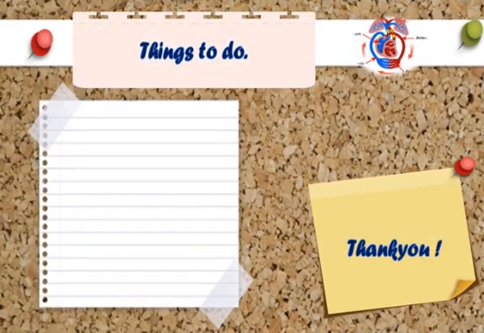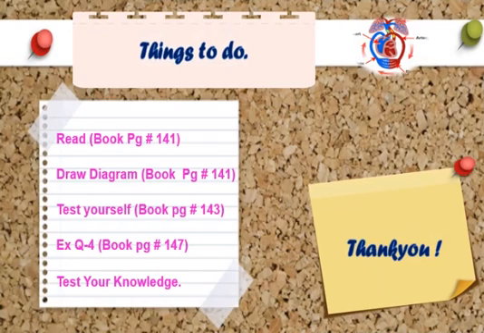So it's time to remember the things to do. Number 1, read your book, page 141, that is the double circulatory system, blood circulation, and then draw the diagram from page 141 in your notebook, and please make it a color diagram. Then do the test yourself, book page 143, all the questions in your notebook, and also do the exercise questions on book page number 147, and then you will test your knowledge. Yes, that is very important.